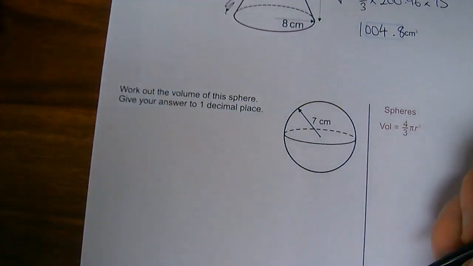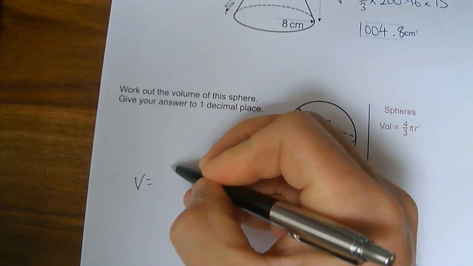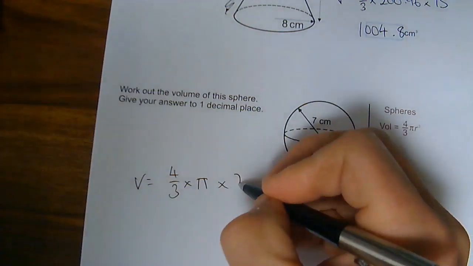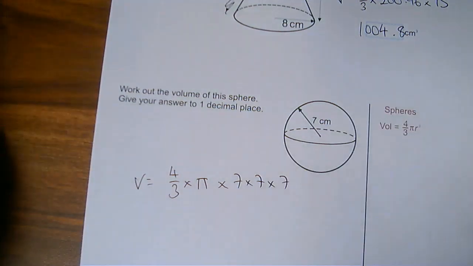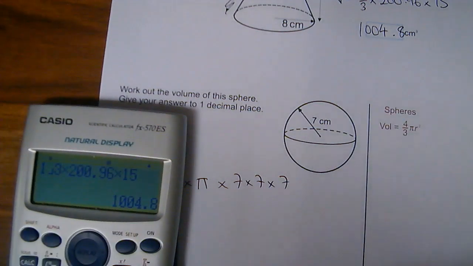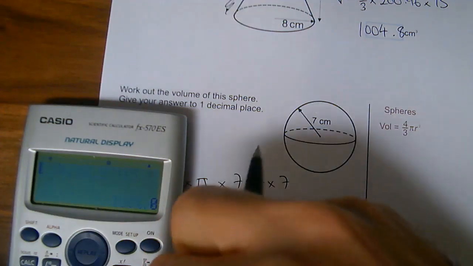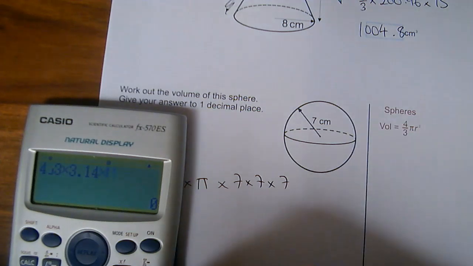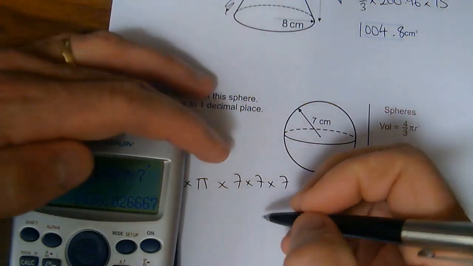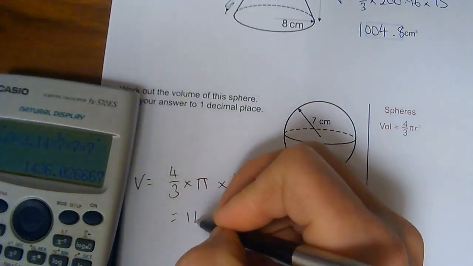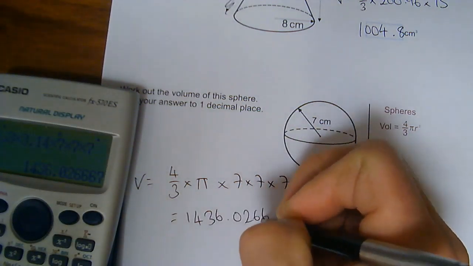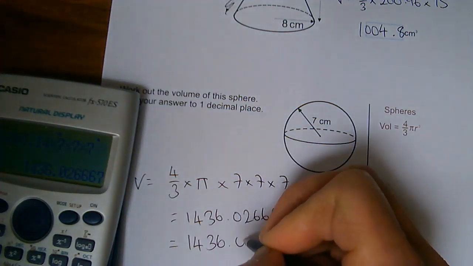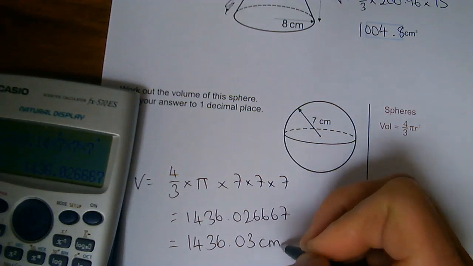Next one is a sphere, and it's 4/3 pi r cubed. So we do 4/3 times pi, 3.14, times 7, times 7, times 7. This was just a can-you-put-numbers-in-the-calculator question. So use my fraction button, 4/3, times pi, 3.14, times 7, times 7, times 7, gives me an answer of 1436.026667, which we can round to 1436.03 centimetres cubed.